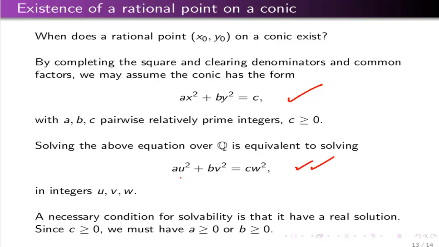So au squared plus bv squared equals c w squared. Now, a necessary condition for solving this is that we have a real solution. And since I've specified that c is positive, at least one of these two values, a or b, must be positive. So that's the first constraint we're going to need to have a chance of being solvable.